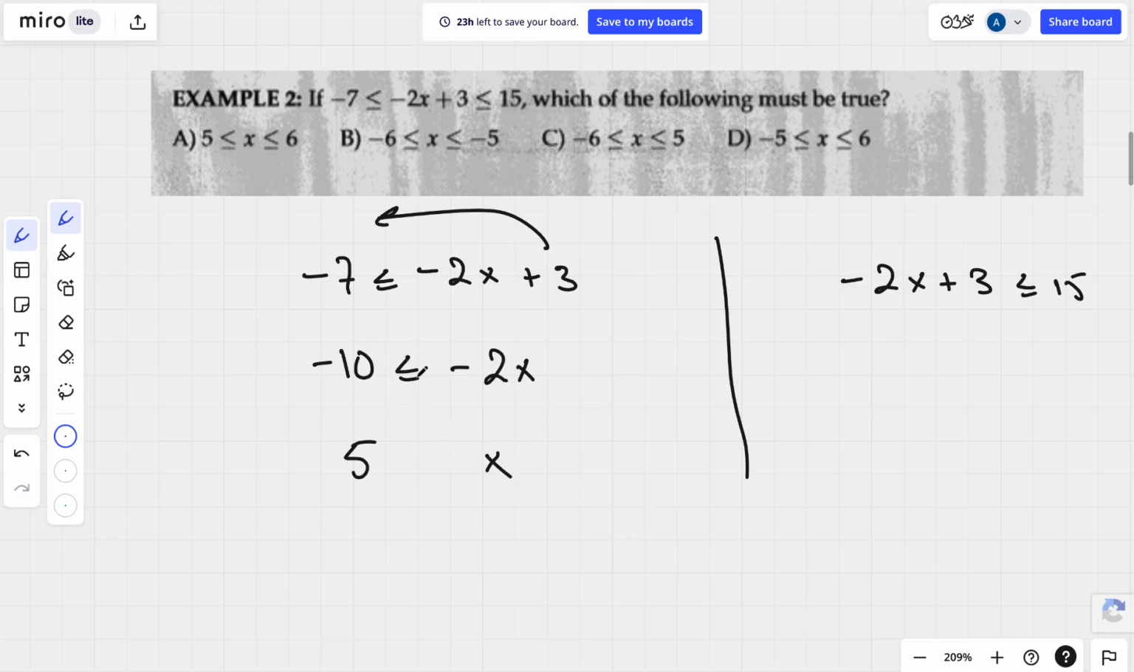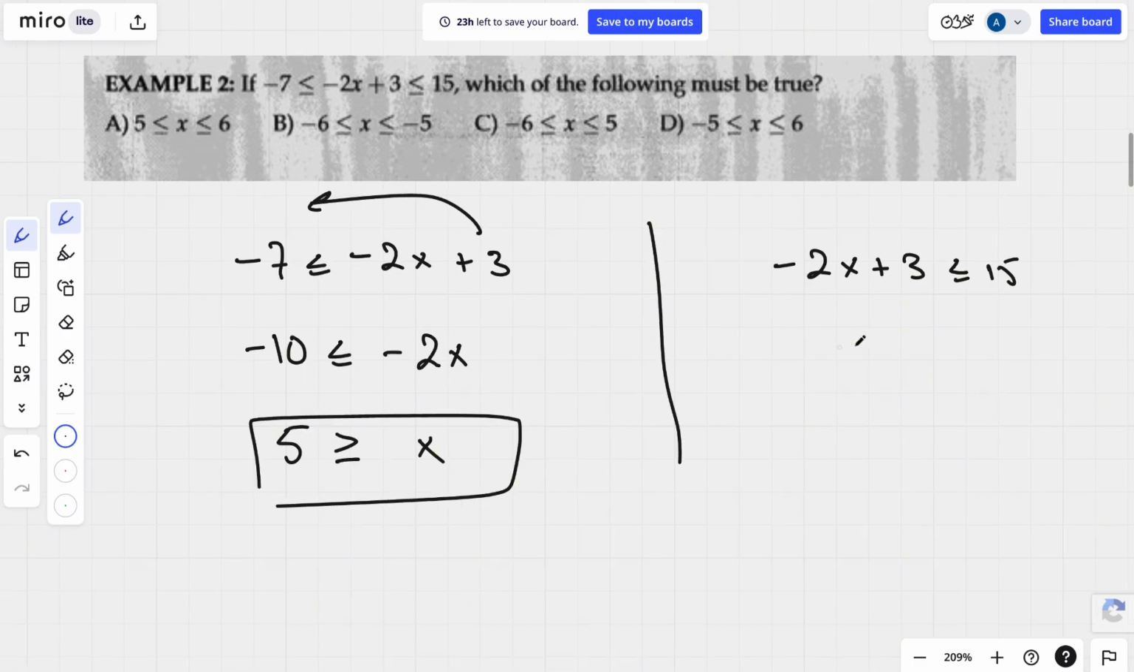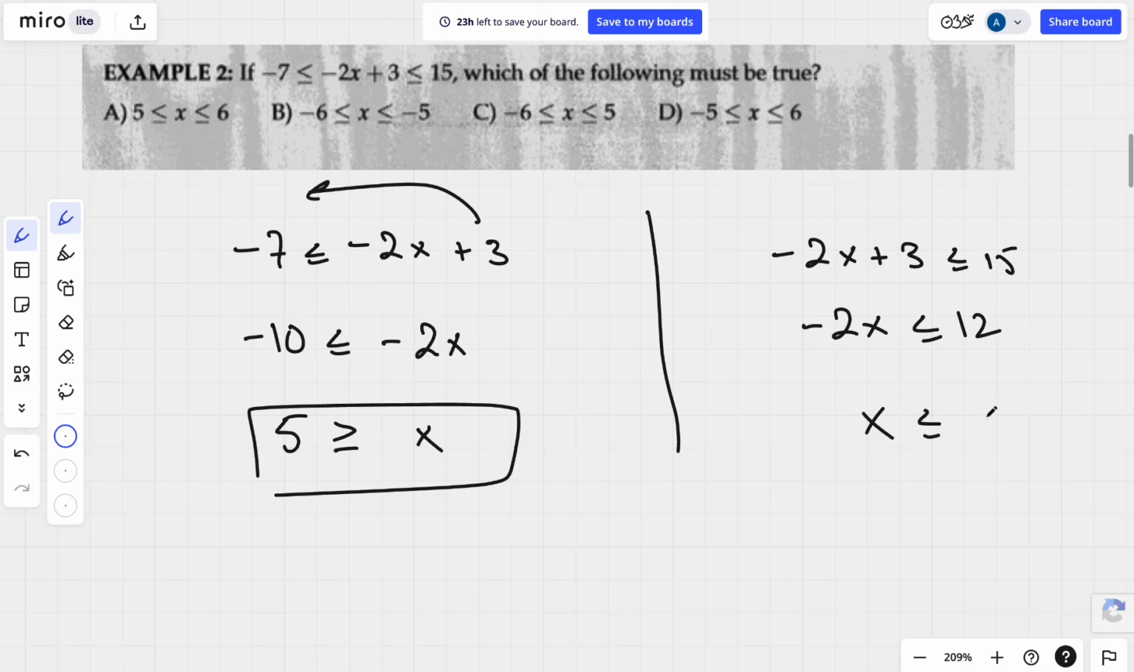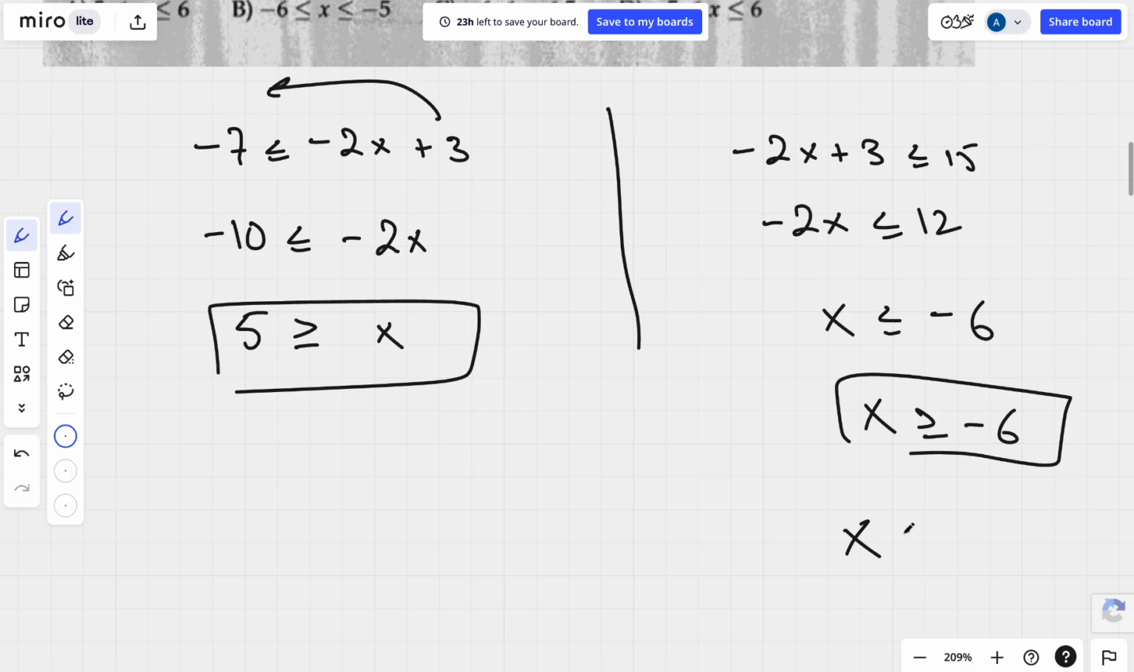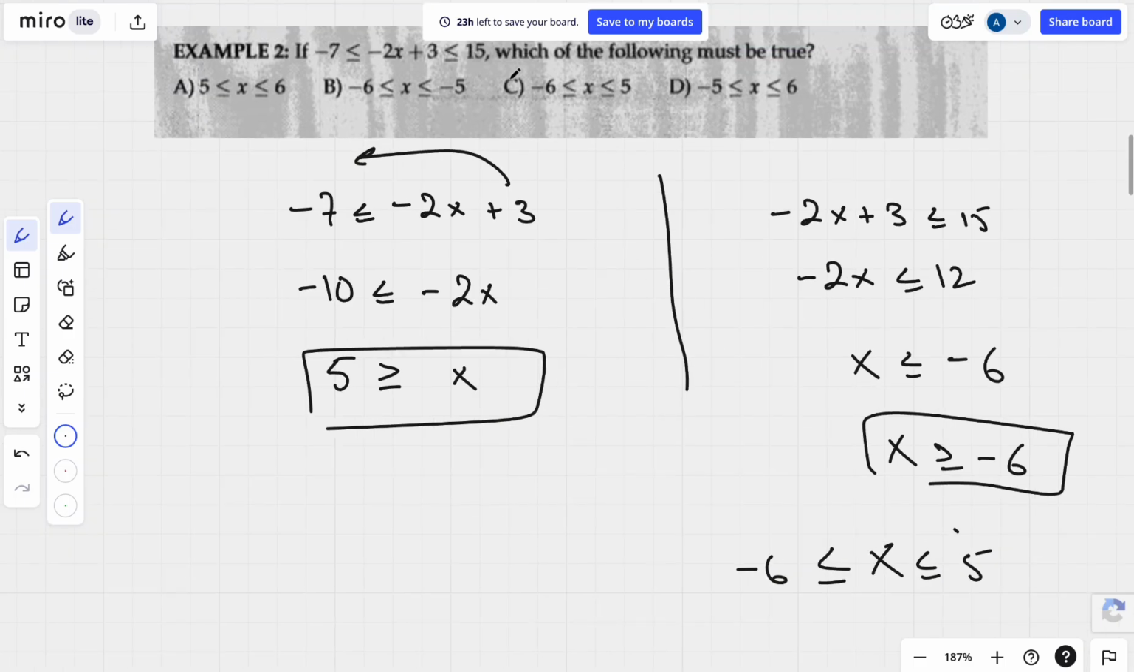And because it was less than or equal to, we'll change this to greater than or equal to. So basically, if you remove the negative sign with x, if you make it positive, you'll also have to change this sign. So x is less than or equal to 5. For the right inequality, we'll get negative 2x less than or equal to 12. 15 minus 3 is 12. Divide both sides by negative 2, we will get negative 6. And because we changed the sign, it's going to be greater than or equal to negative 6. So x is greater than or equal to negative 6 and less than or equal to 5. So negative 6, 5 is going to be C.